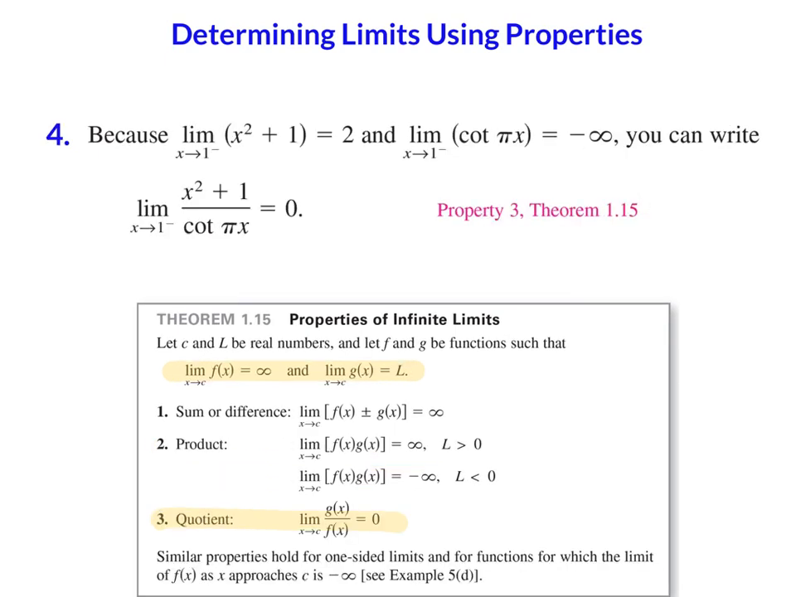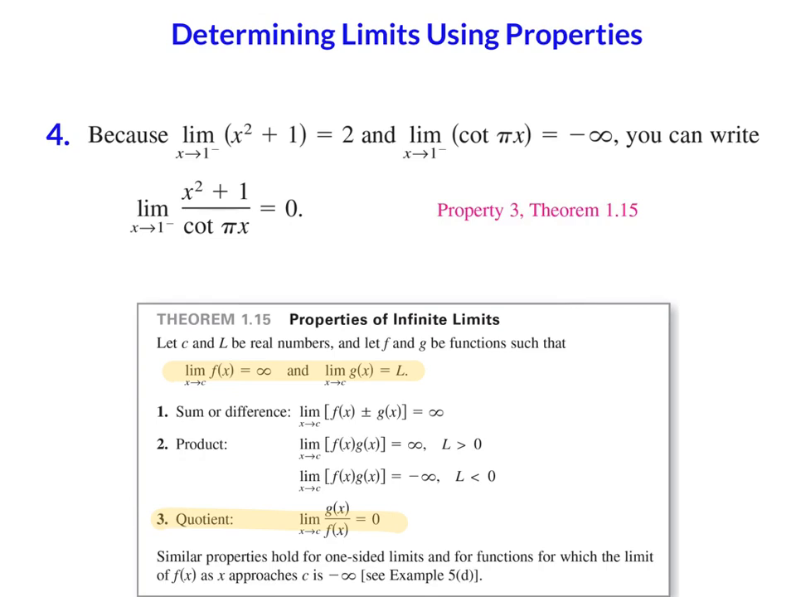And last but not least, let's look at a quotient rule. So let's say I have my function here. I've got x squared plus 1, whose limit as it approaches 1 from the left is going to be equal to 2. I can look at that graphically and figure that out. So that's going to be my resulting limit that is a constant. So that's a real number.